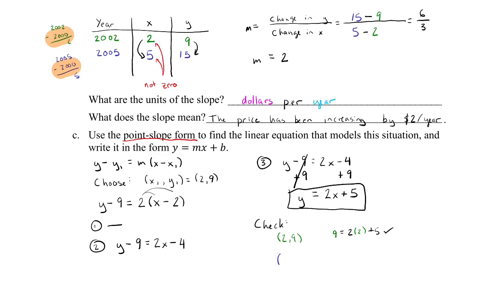And I need to check that 5, 15 works. So that 15 is equal to 2 times 5 plus 5. Well, 2 times 5 is 10, plus 5 really is 15. So that also works. So if we were given 2 points, in order to check, we just check that both of our pairs are in fact a solution to the equation. Remember, it only takes 2 points to fix a line. So if both of our points work in this equation, it really is describing the right line.